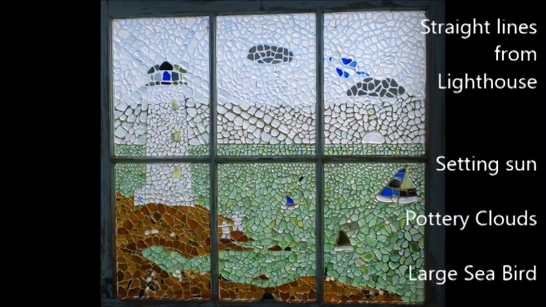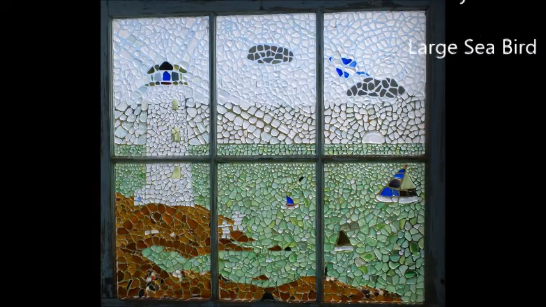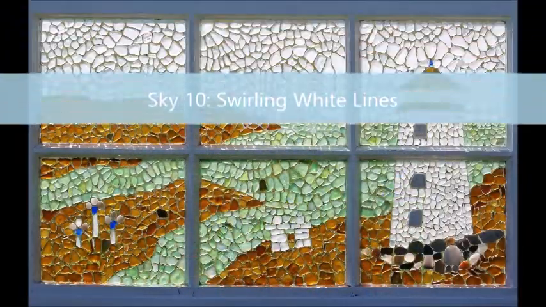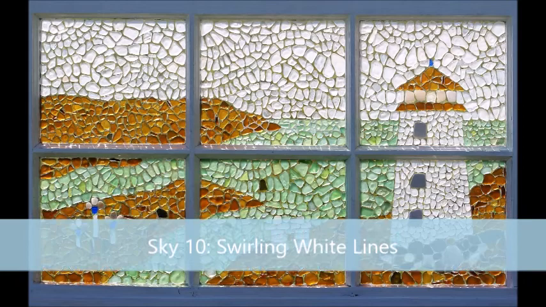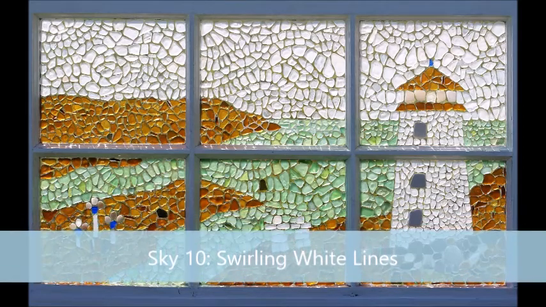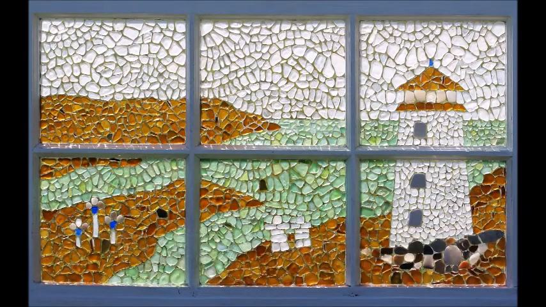Now in this piece, you'll notice straight lines of sea glass coming from the lighthouse. So those are rays of light instead of flowing lines in the sky. And there's also a really interesting large bird there. And you'll see that the sun is setting in this one as well. And in this sky, I only used white sea glass. I was just being a little bit different here. So my goal was to make the lines very swirly and have quite a bit of movement in the sky without using any other colors except white.